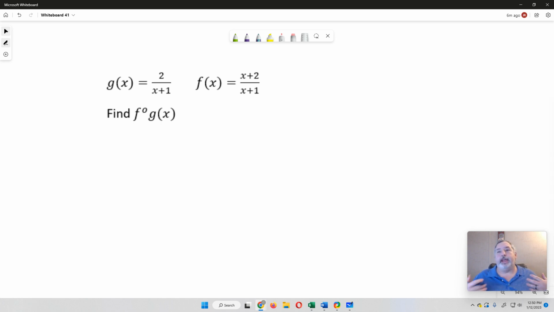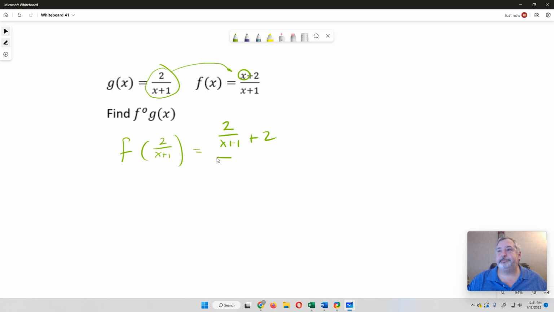So we're doing f of g of x. That means I'm going to take the g function right here and put it into f. So we're doing f of 2 over x plus 1. That means everywhere I see x, I'm replacing it with 2 over x plus 1. That's the first one in the numerator, and here's the second one in the denominator. All right, so that's the easy part.